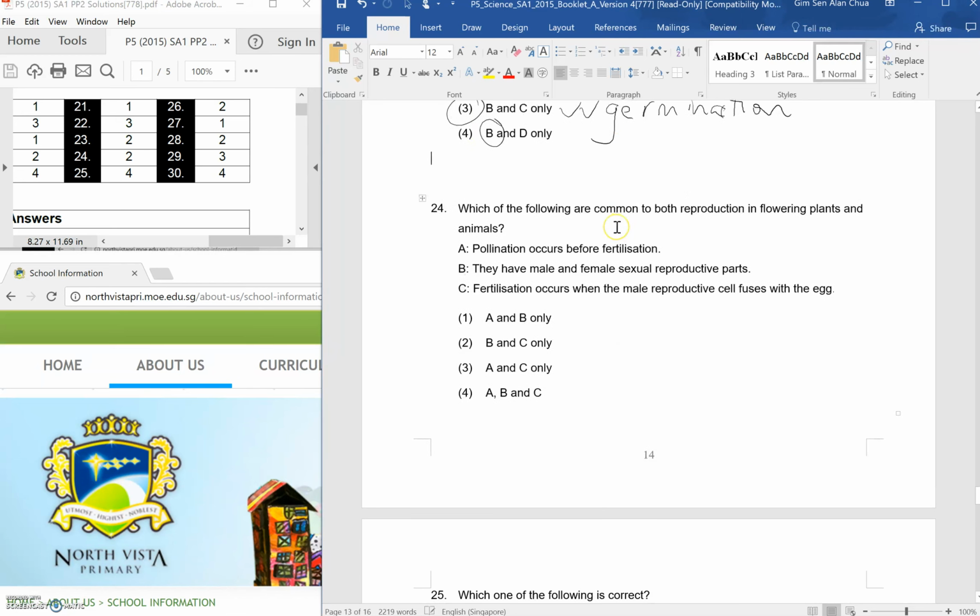Question number 24. Which of the following are common to both reproduction in plants and animals? Pollination occurs before fertilization. Yes, it's correct, but this is only applicable for plants. Realize that the question is asking for both. So A is definitely wrong, and with that, we eliminate all the answers with A. That gives us answer number 2.